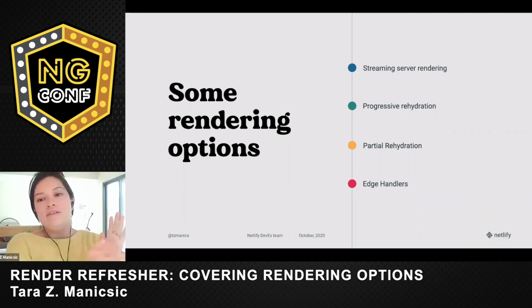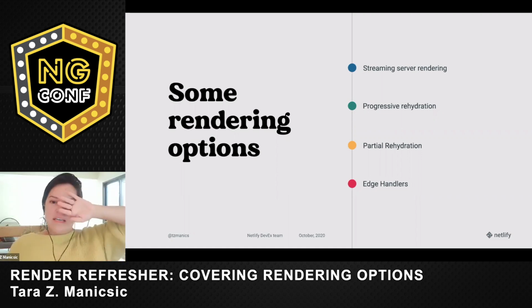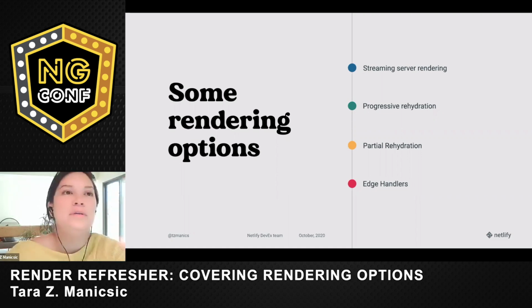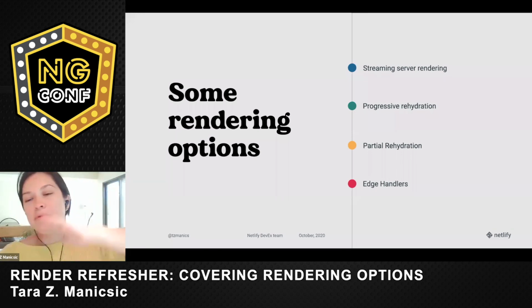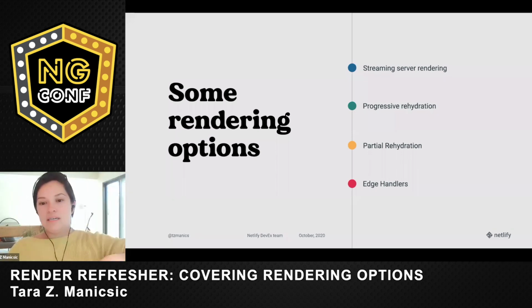So streaming server rendering, and I think Netflix actually currently uses something like this, where you're sending HTML in chunks that the browser can progressively render as it's received, which is a really fast first paint and first contentful paint, as it arrives to the user faster because it's coming through in chunks. And like the name suggests, progressive rehydration, where you're progressively hydrating your site, and then partial rehydration, where you're only picking and choosing what is actually being hydrated.